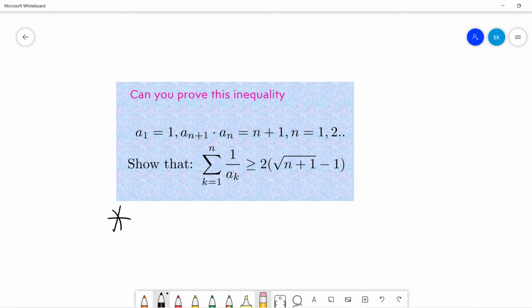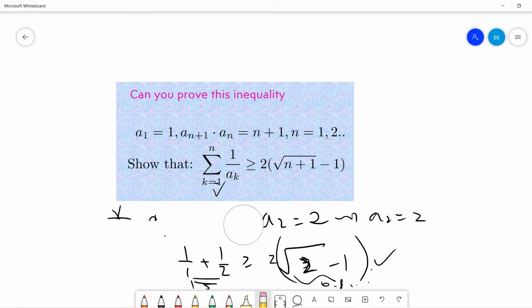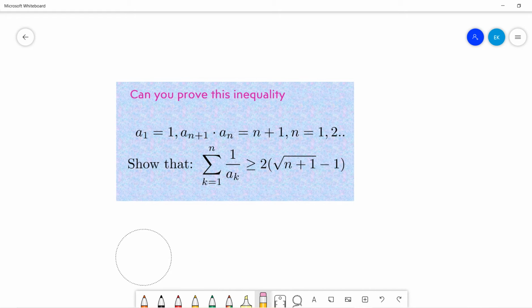Okay, so let's maybe see the first example. a1 is 1. So a1 times a2 is 2, right? So a2 is 2. So we get 1 over 1 plus 1 over 2 should be greater or equal to 2 times the square root of 2 minus 1, right? So this is 0.8 something, and this is 1.5. So actually it's correct. Okay, so now let's see how to prove this.